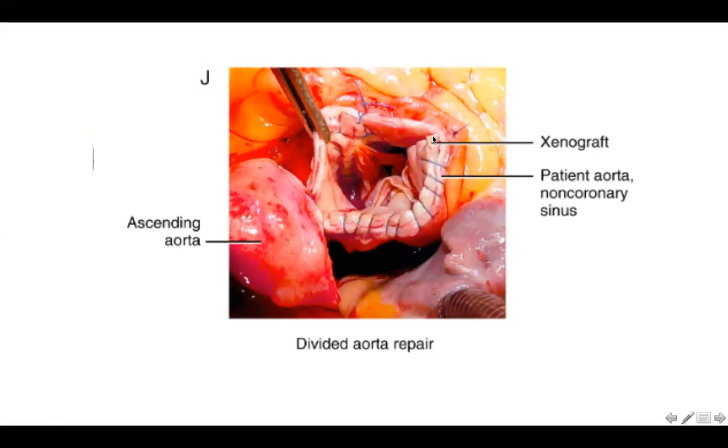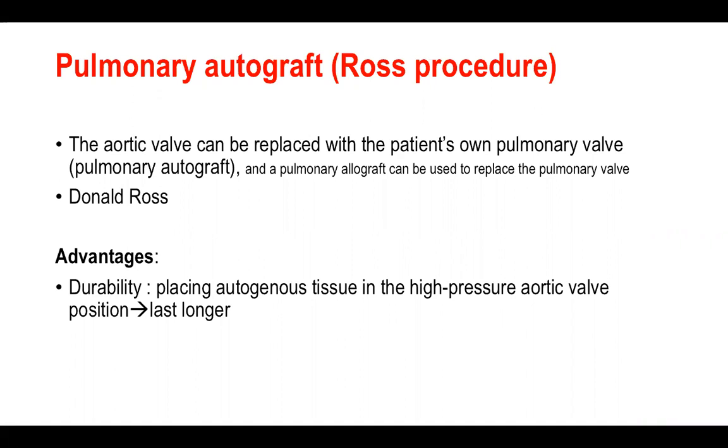This is the Ross procedure, or pulmonary autograft. You take the patient's pulmonary valve and put it in the aortic position. This is usually done in younger patients, and it was described by Donald Ross. The advantage of this procedure is durability, because living tissue in a high-pressure aortic valve will last a longer time.